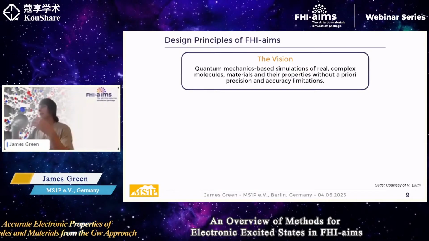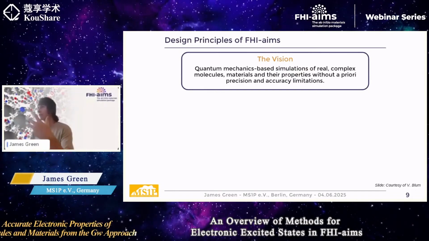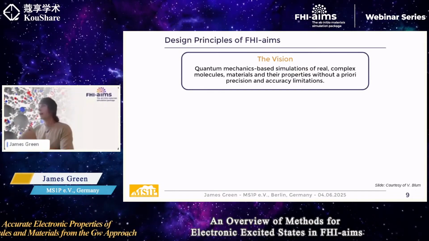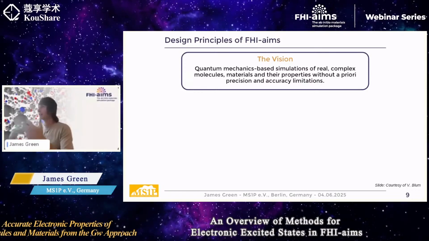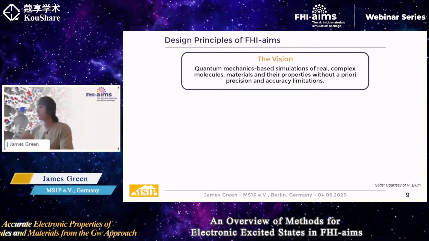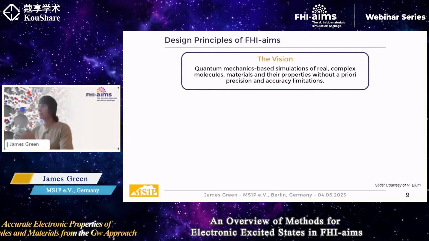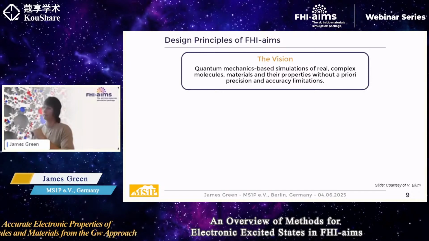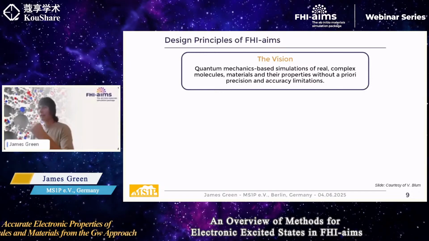So from the outset, the vision was to create a software that is capable of conducting quantum mechanics-based simulations of real complex molecules and materials and their properties without a priori precision and accuracy limitations. And there's three key points to this.